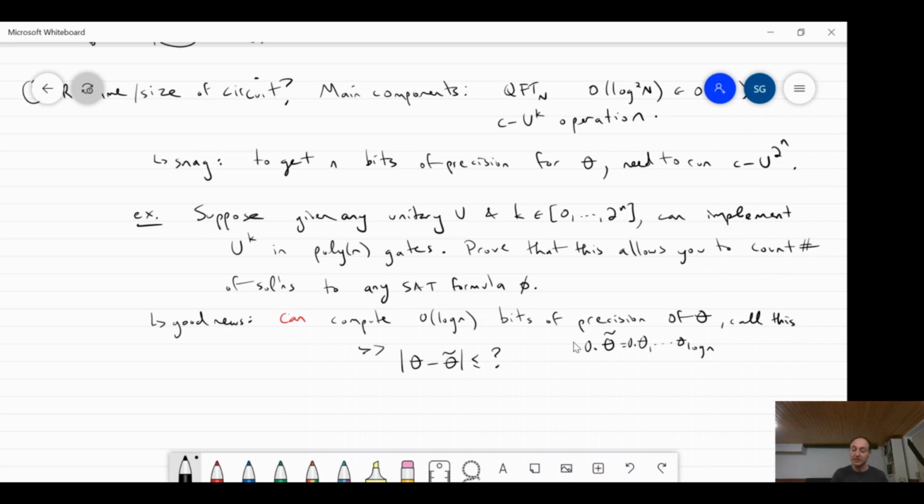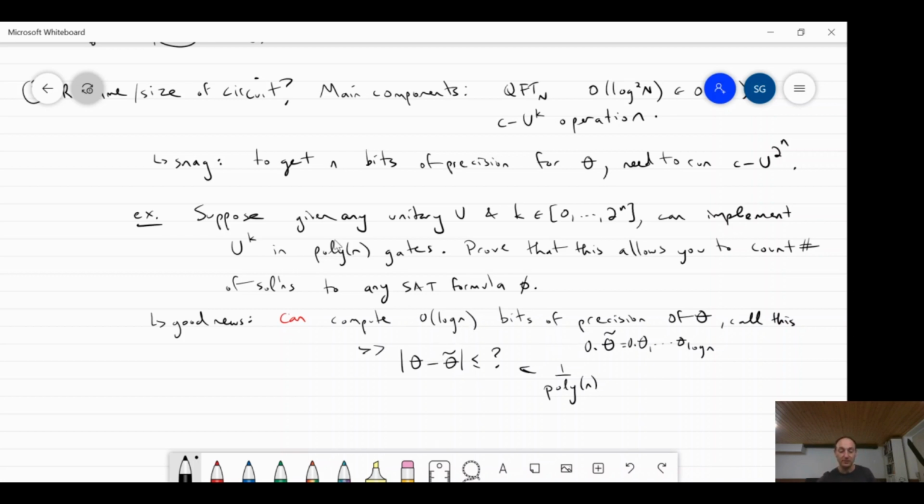Okay, and basically, if you think about it a little bit, you'll see that this is something that in general is going to scale like an inverse polynomial in little n. So it's actually not that bad at all. It's quite good.